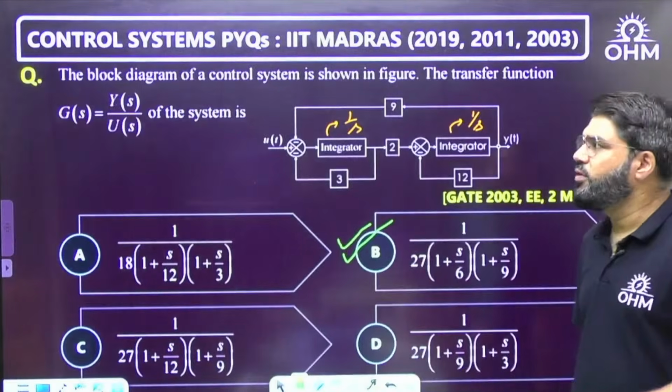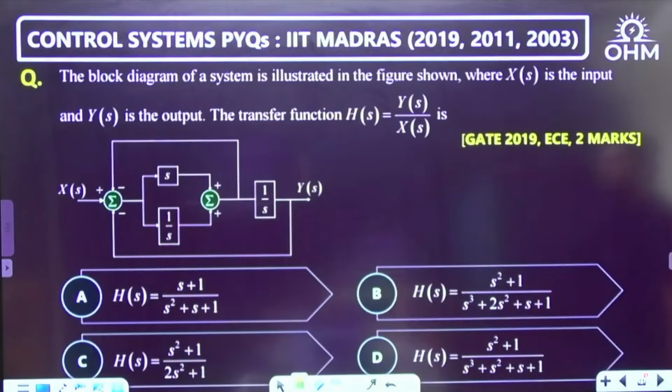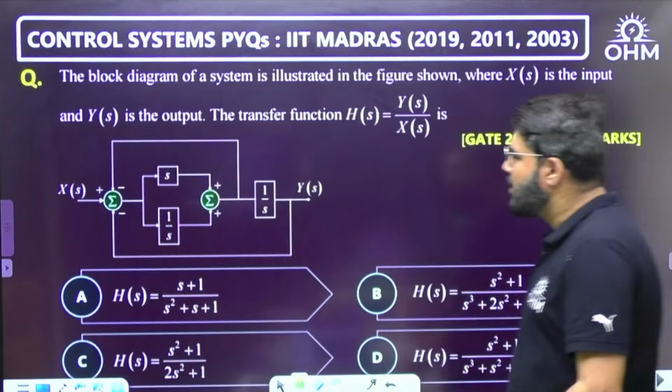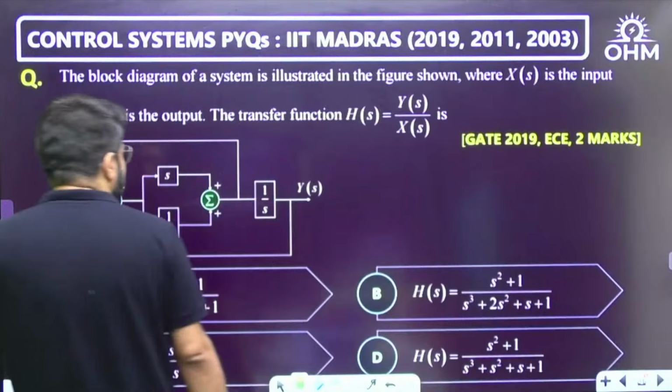Okay, next question. Moving forward to the next question here. Block diagram of a system is illustrated in the figure shown, where X(s) is the input, Y(s) is the output. What is the transfer function Y by X?